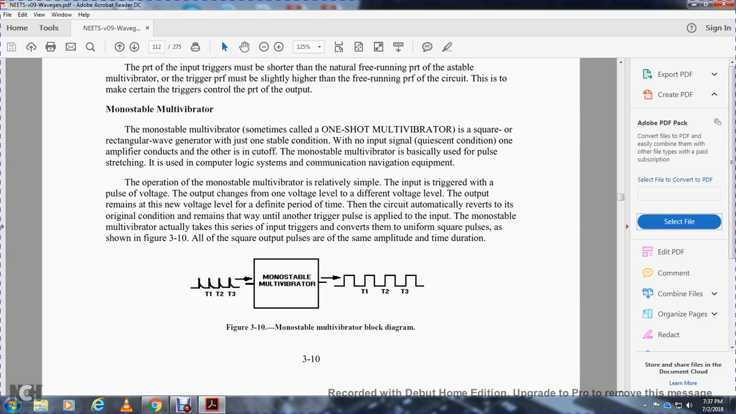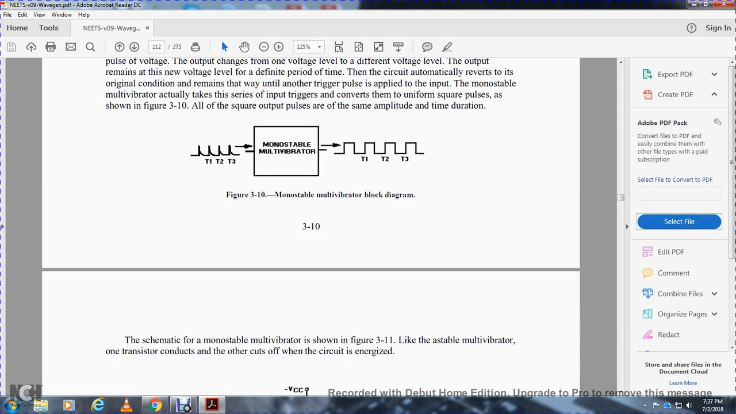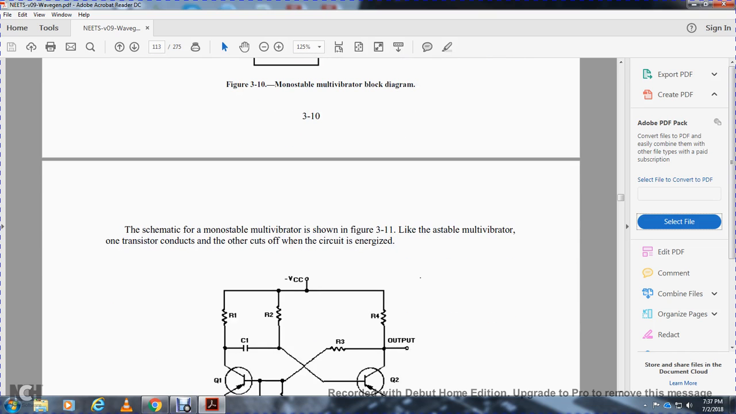The circuit automatically reverts to its original condition and remains that way until another trigger pulse is applied to the input. The monostable multivibrator action takes either of the input triggers and converts them to uniform square pulses, as shown in figure 3.10. All square output pulses have the same amplitude and time duration. Figure 3.10 shows the monostable multivibrator diagram. The schematic of the monostable multivibrator is shown in figure 3.11.